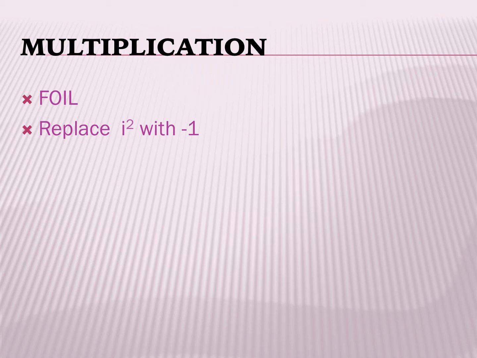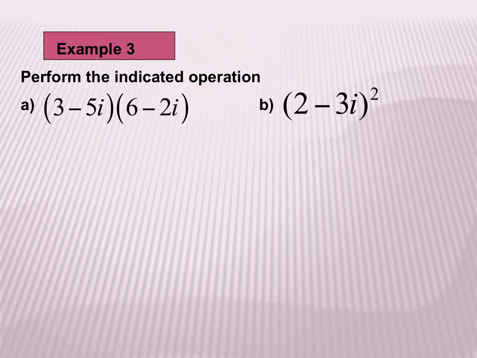Multiplication. If it's a binomial, we're just going to FOIL it out. But we don't leave it with an i squared. So if we FOIL it out and we end up with an i squared, we replace it with a negative 1 and then simplify from there. So they'll look like this.